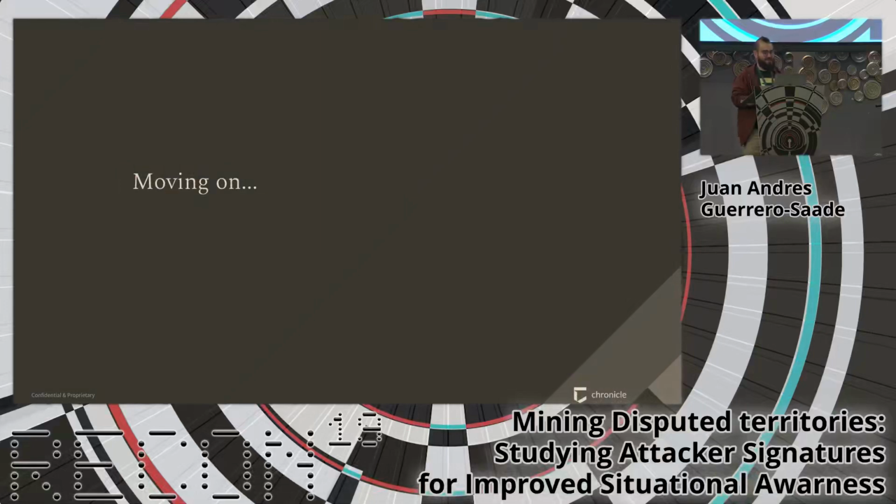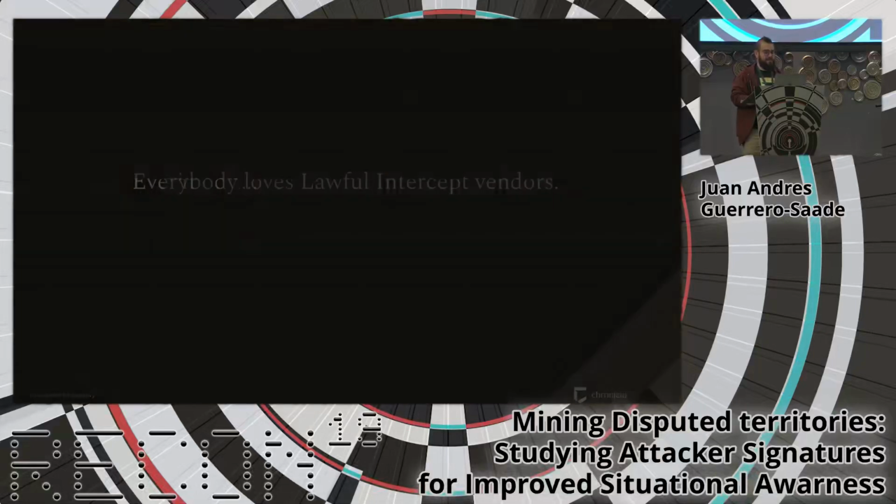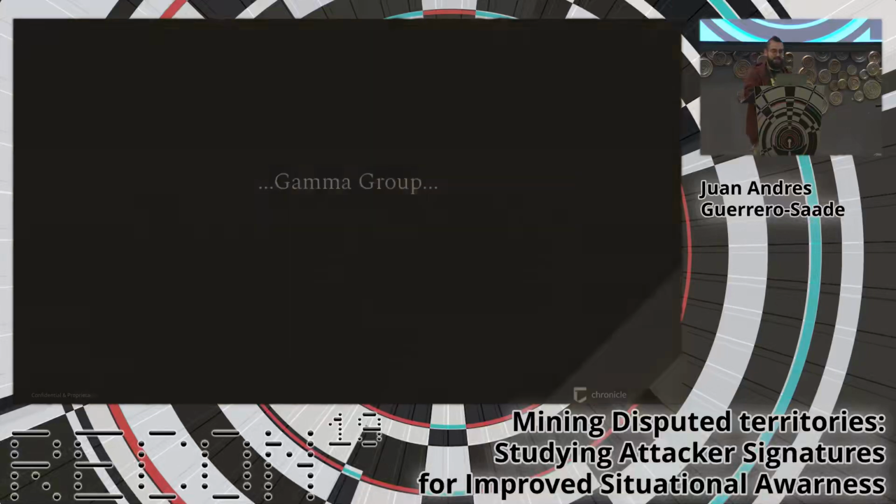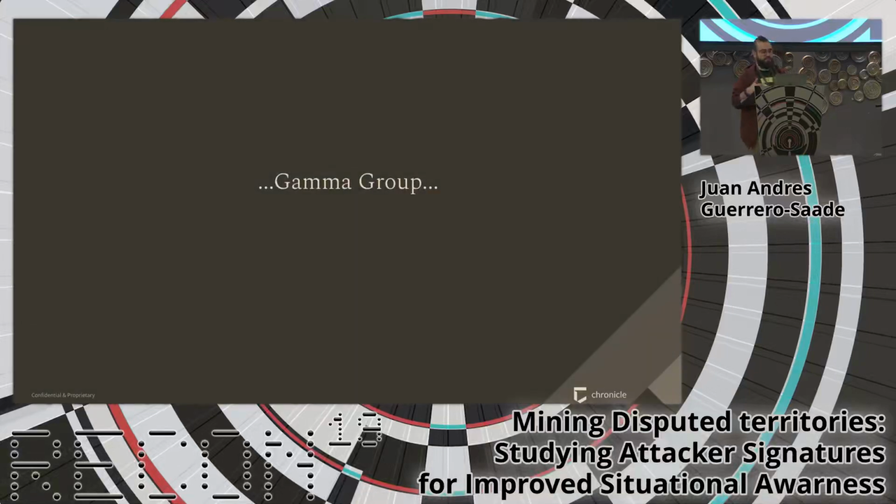Something hopefully a little more interesting, right? So everybody loves lawful intercept vendors. This has become a really popular thing over the past few years. People have spotted things like Hacking Team. That was a lot of fun. I remember Nico did a fantastic talk here at REcon about Hacking Team back in the day. And then there's Gamma Group, FinFisher and all those wonderful hits.